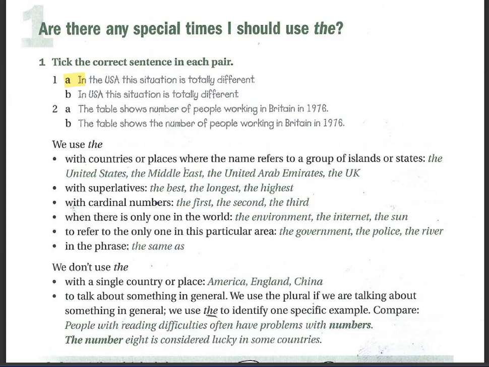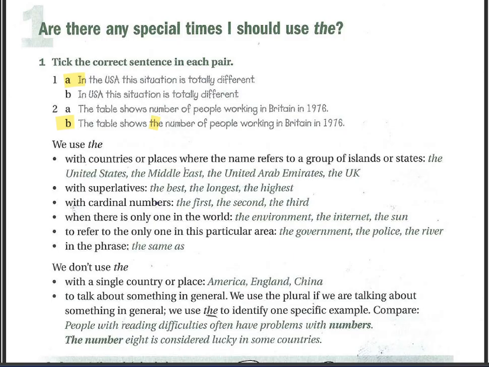2. A. The table shows number of people working in Britain in 1976. And B. The table shows the number of people working in Britain in 1976. So A is number of, and in B, the number of. What do you think about it? It's B, but if you're not sure, if you don't know why, let's watch the video.